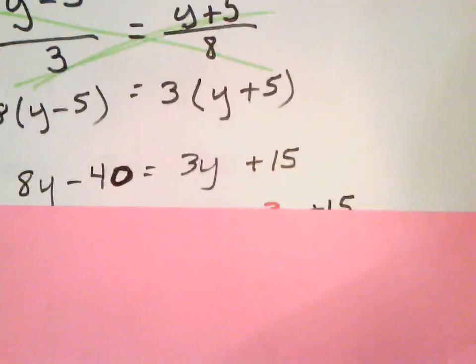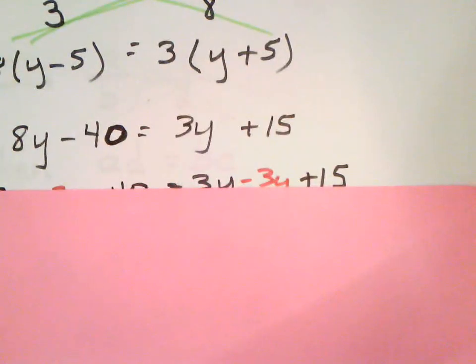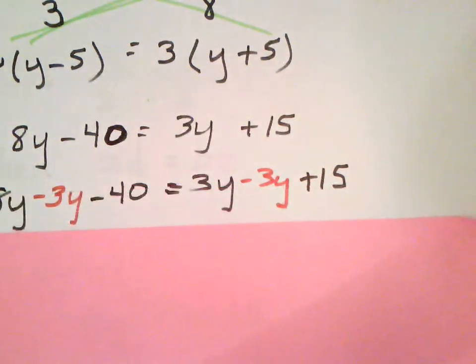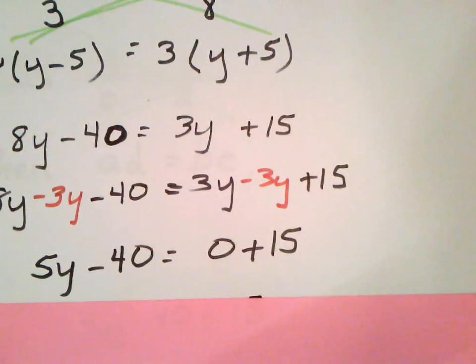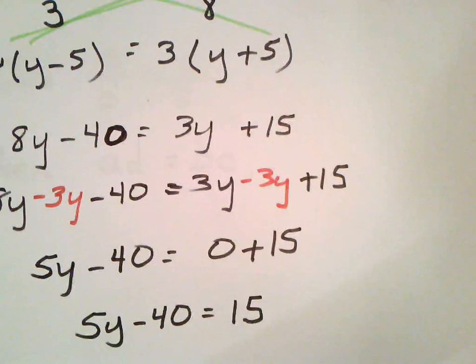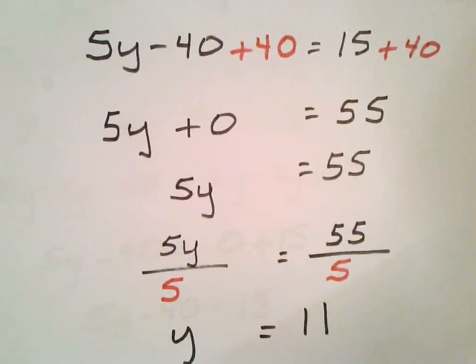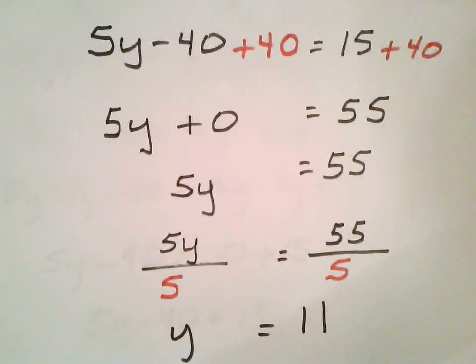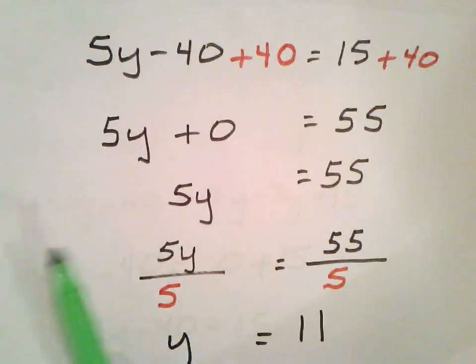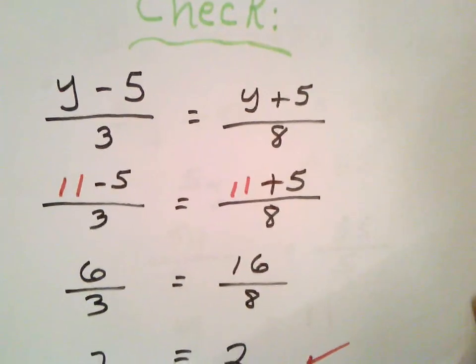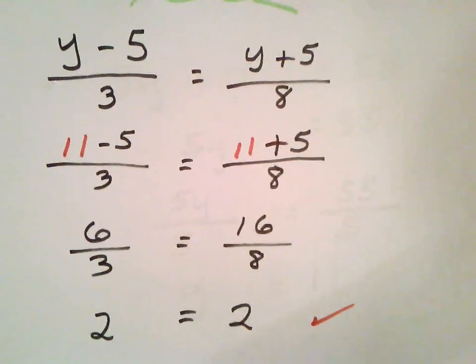We use our distributive property. We get 8y minus 40 equals 3y plus 15. We're going to subtract 3y from both sides, and we get 5y minus 40 equals 15. Then we're going to continue this and finish solving this. And you see we end up with y equals 11. And when we check it, we're going to have 2 equals 2.